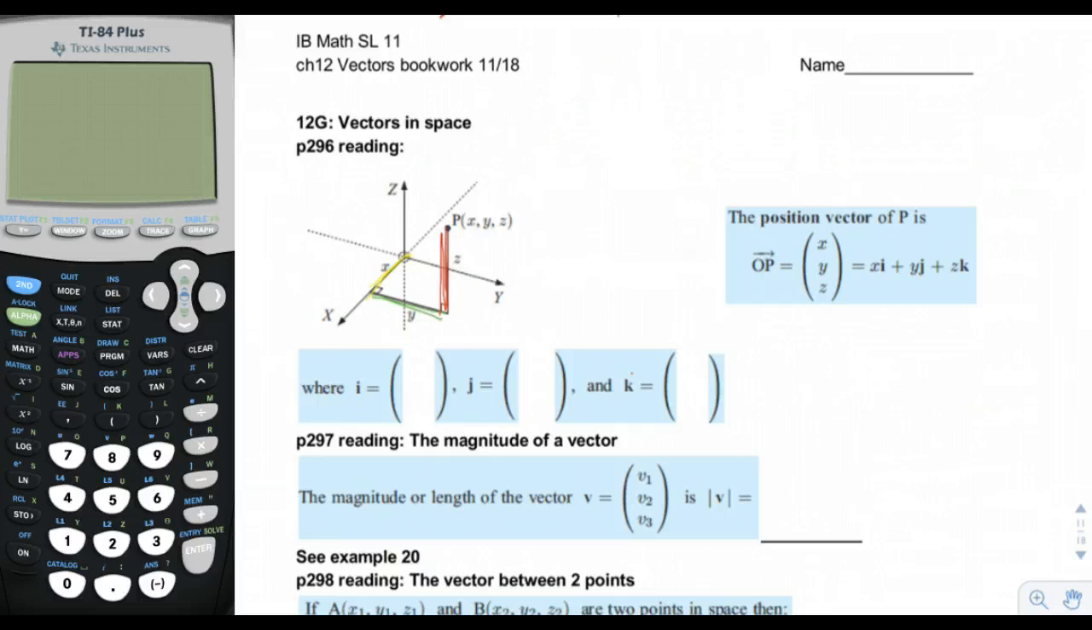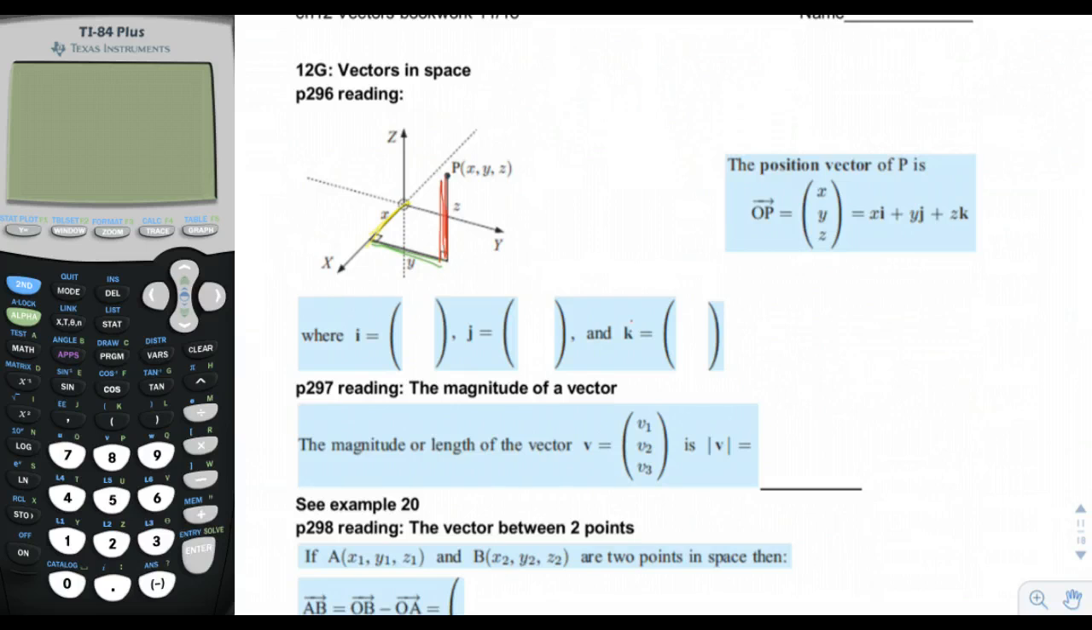Okay, let's see. So the i component vector would look like 1, 0, 0 because it's in the x direction, and j would look like 0, 1, 0, and k would look like 0, 0, 1. Okay?